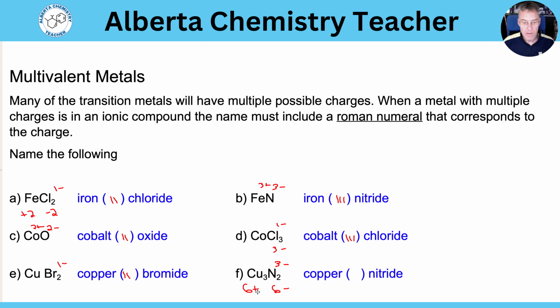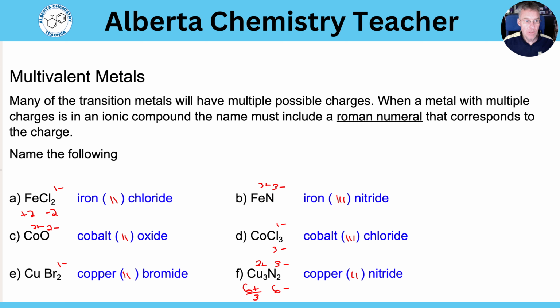But there isn't one of them like we've seen all along. There's 3 of them. This 6 plus has to be shared amongst the 3. So 6 plus divided by 3 of them would be 2 plus each. So make sure you don't put the total charge of all the coppers. It is just one of them, and each individual copper is 2 plus. So that's the multivalence.